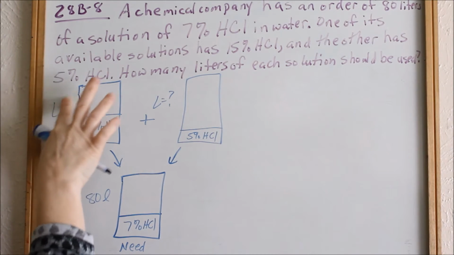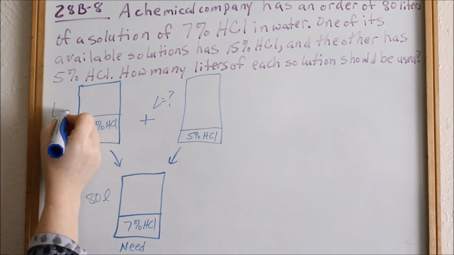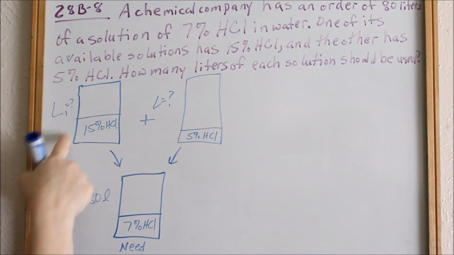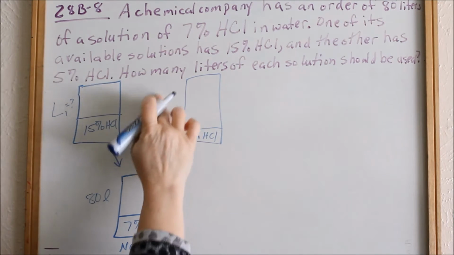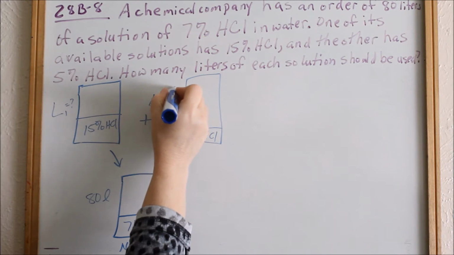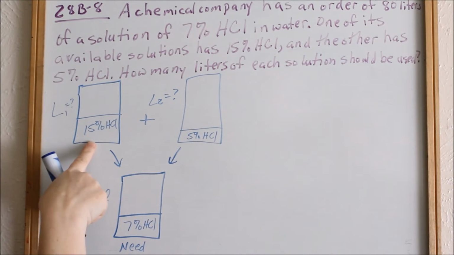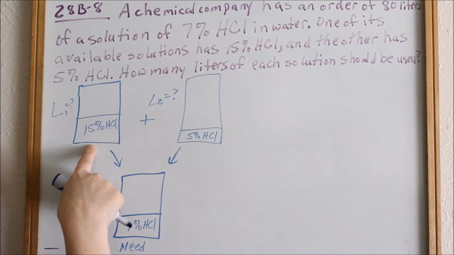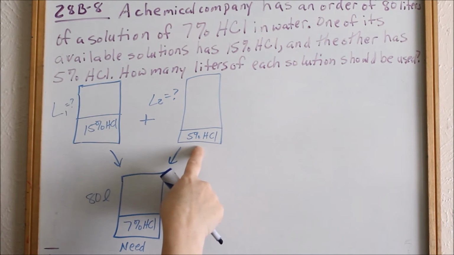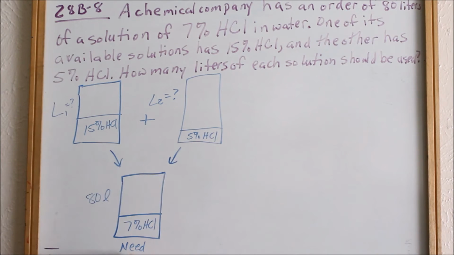How many liters of this? So I'm just going to call this 1. This is my first solution. You can label these anything you want to, okay? I'm going to label that one 2. This is my first solution. This is my second solution. So, again, just to reiterate, what we're doing is taking one of our solutions that we have on hand plus the other solution. We're going to add those together to make what it is they need, okay?